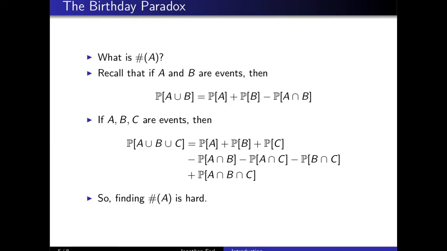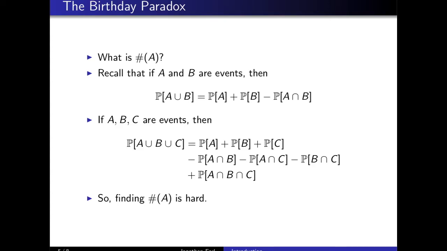You have that the probability that one of A, B, or C occurs is the probability that A occurs, plus the probability that B occurs, plus the probability that C occurs, minus the probability that A and B occur, minus the probability that A and C occur, minus the probability that B and C occur, plus the probability that all 3 of A, B, and C occur. And the reason for this is very much related to what I'd said about the Venn diagram a moment ago.